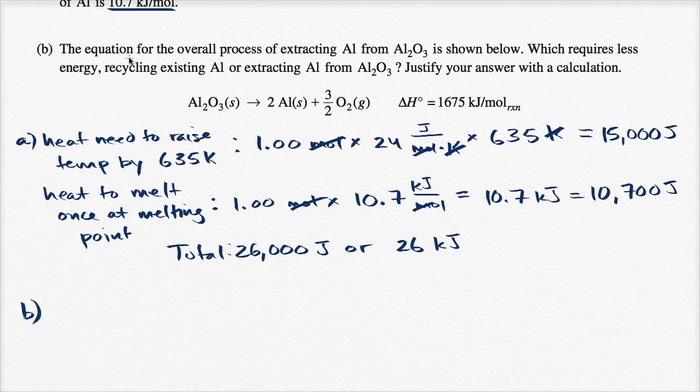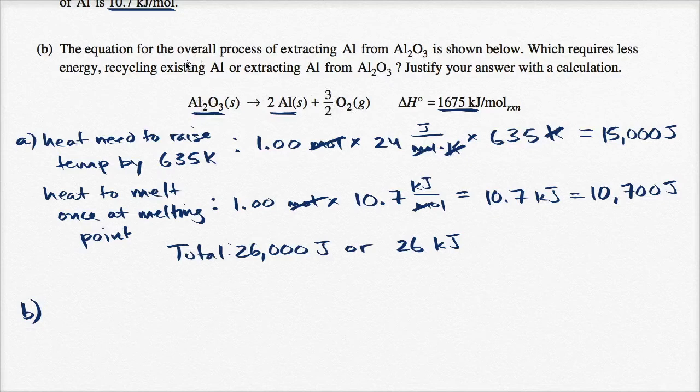All right, now part B. The equation for the overall process of extracting aluminum from aluminum oxide is shown below. Which requires less energy, recycling existing aluminum or extracting aluminum from aluminum oxide? Justify your answer with a calculation. So this reaction right over here gives us the heat necessary for a mole of the reaction. If you get a mole of aluminum oxide, you put in this much heat, you're going to get 2 moles of aluminum and 1.5 moles of molecular oxygen.